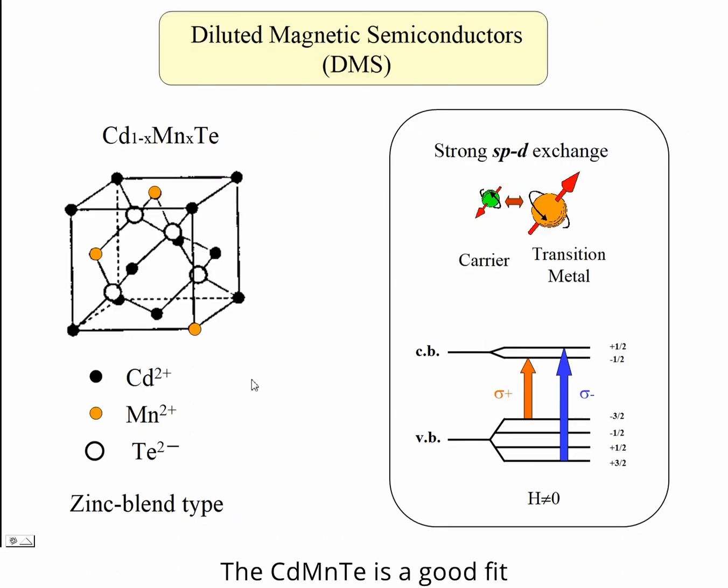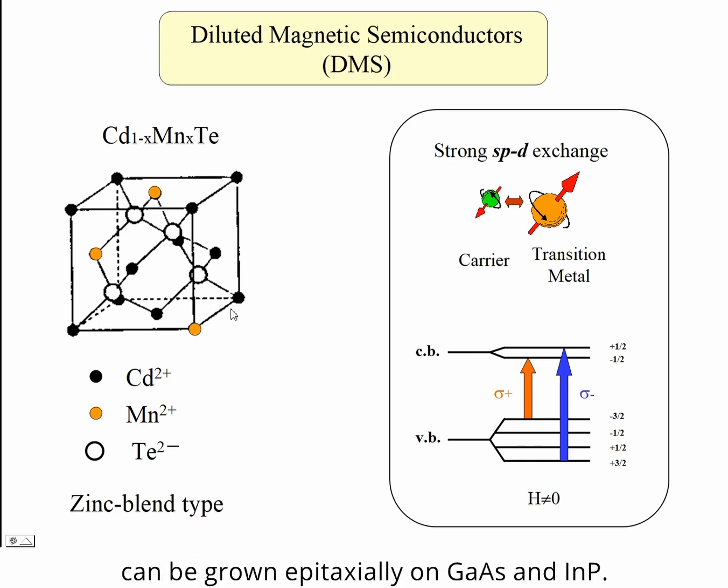The cadmium-manganese telluride is a good fit for monolithic integration. It is a diluted magnetic semiconductor which has zinc-blende crystal structure, the same as that of gallium arsenide and indium phosphide. Therefore, cadmium-manganese telluride can be grown epitaxially on gallium arsenide or indium phosphide.